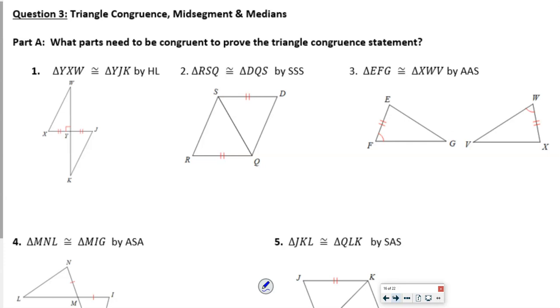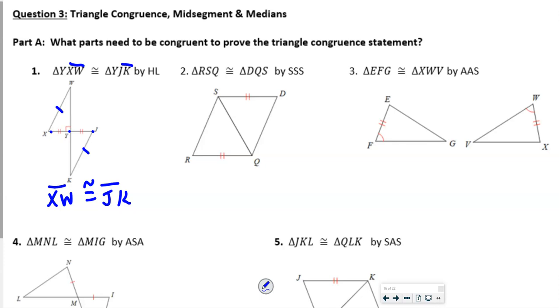All right, then this next one says, what parts need to be congruent to prove the triangle congruent statement? So this is telling us that YXW is congruent with YJK by HL. So it means we've got a leg. We see the leg right here. This is a leg, and that's a leg, and they're congruent. But we need the hypotenuse, don't we? So the statement that we actually need here would be XW, which I'm looking at right there, is congruent with JK. So look at your statement if you're given it and use it to pull your congruent statement.